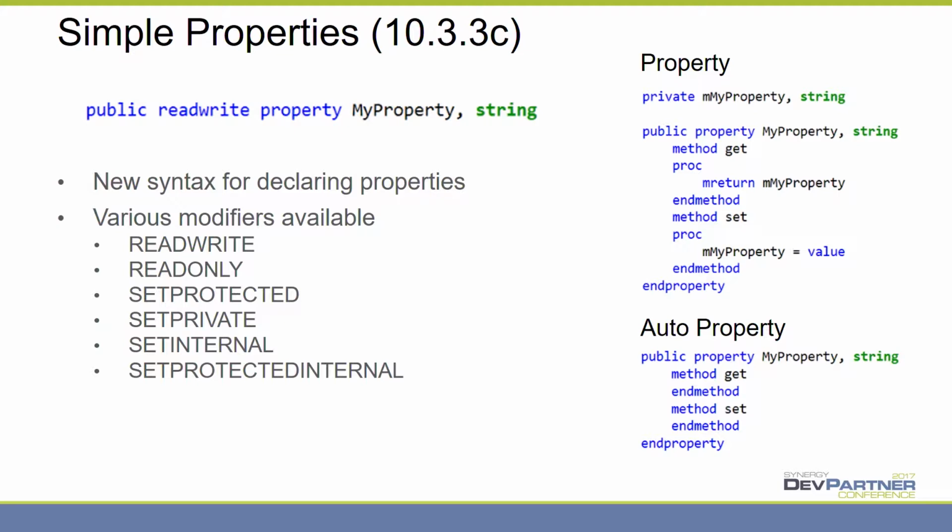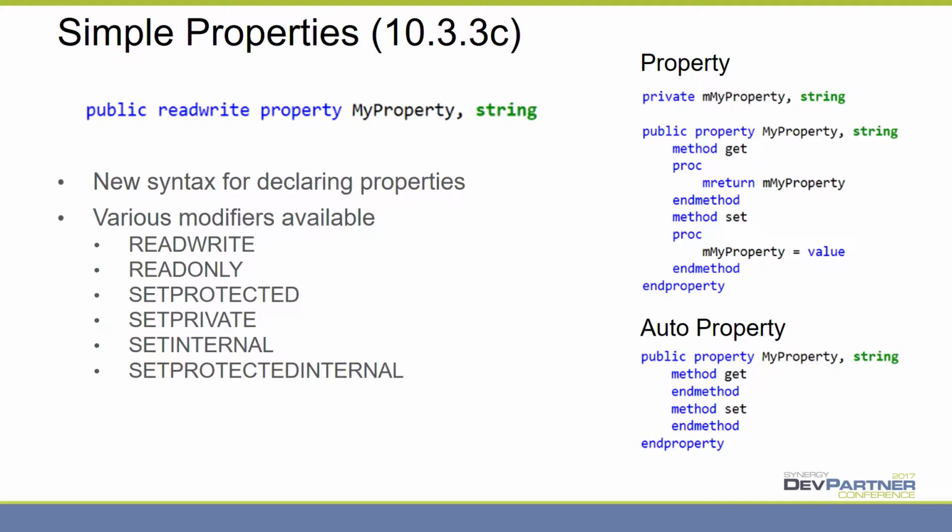So the example at the top there: public read-write property, name, comma, type. If you just need a simple property that has an implicit backing field of certain types, then that's a very nice syntax. I think a couple of snippets that generate this kind of syntax have been updated. And there are also some modifiers that you can see on the lower left of the slide.